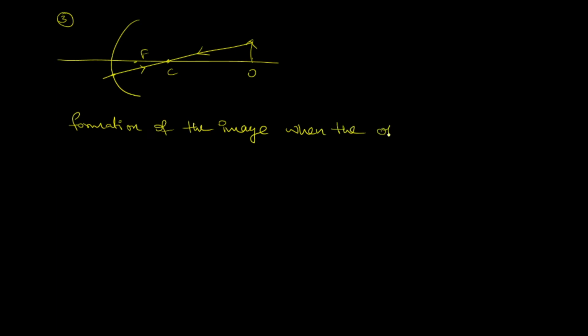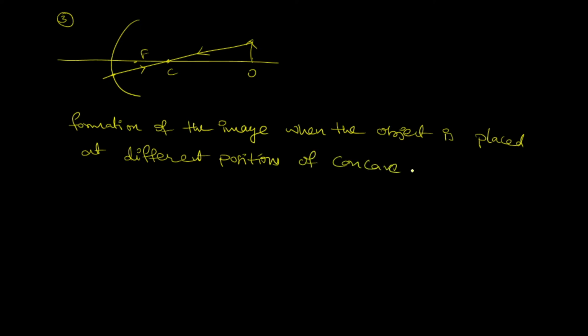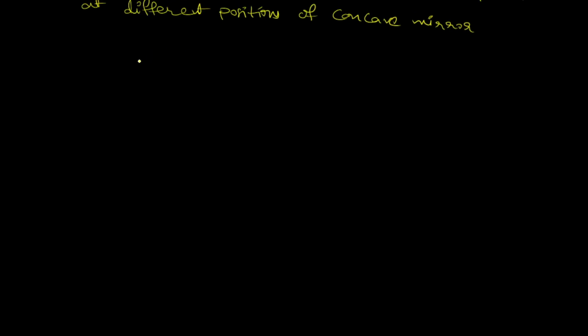Formation of the image when the object is placed at different positions of a concave mirror. Concave mirror కి object different positions లో ప్లేస్ చేసినప్పుడు మనకి ఇమేజ్ ఎక్కడ ఫామ్ అవుతుంది ఫైండ్ అవుట్ చేస్తాం. ఓకేనా, using these three rays only.